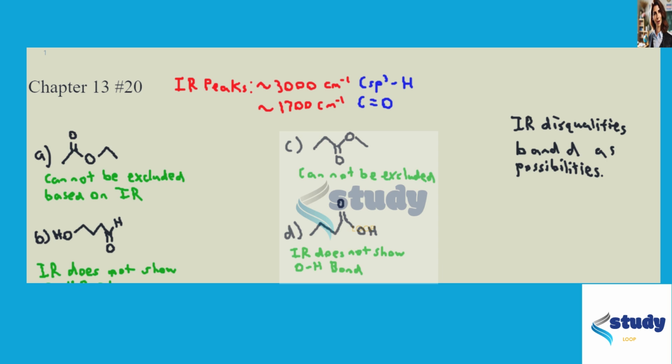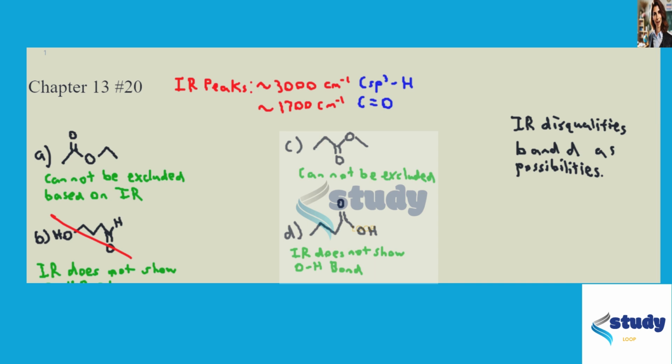B, however, has an alcohol in it, and the IR very clearly does not show the OH bond of an alcohol. Remember, that would be roughly 3200 to 3600 wave number, and there's nothing there. So we can exclude B. B is definitely not the answer, so let's cross B out.